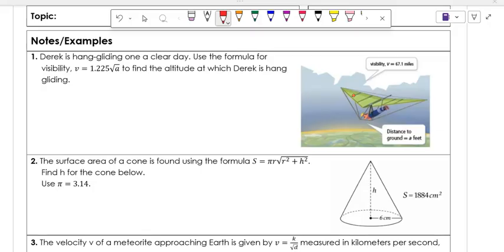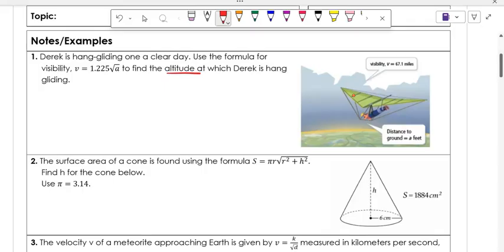All right, so right now I'm going to do number one. Seems really simple, but I want to emphasize precision here. Derek is hang gliding on a clear day. Use the formula for visibility, V equals 1.225 square root of A, to find the altitude at which Derek is hang gliding. So we're given two variables here, visibility and altitude. And it tells us that we need to find the altitude, which means we're solving for A.